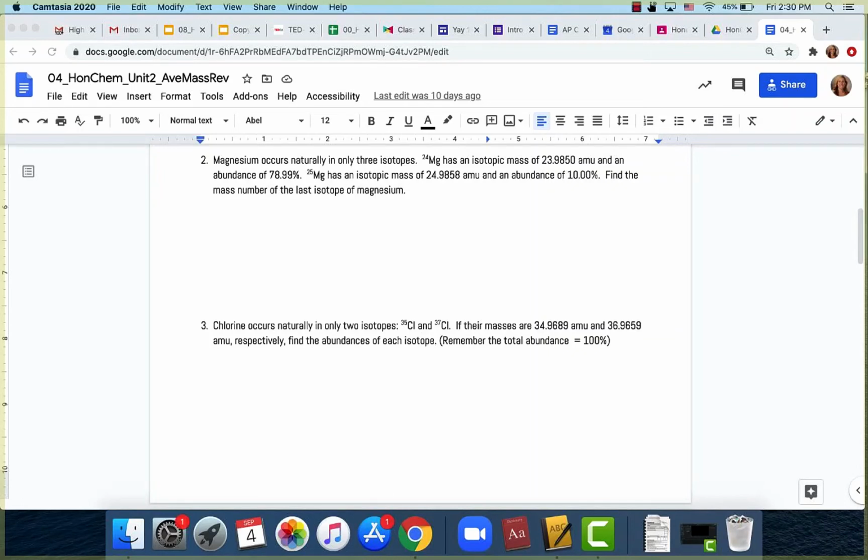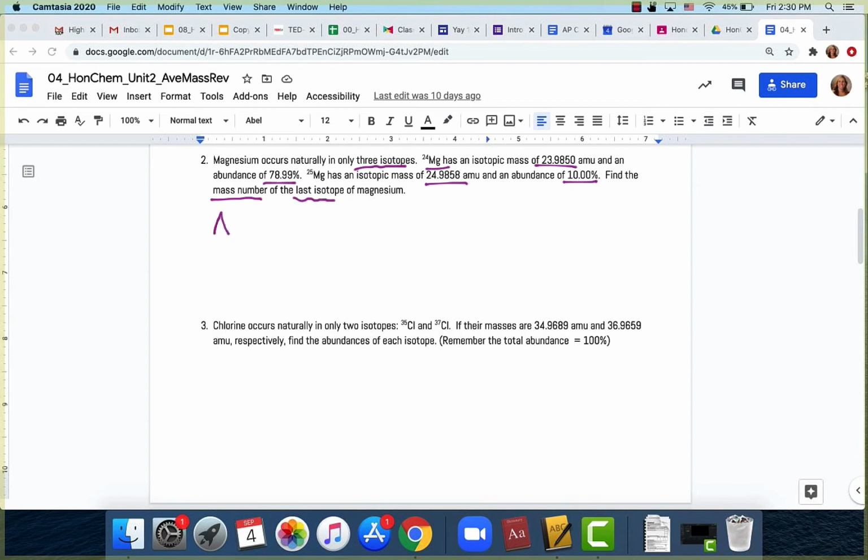I'm going to review number 2 and number 3 on the average atomic mass practice sheet. On this first one, it tells us there's 3 isotopes. So this is the first one, this is the second one, and then we want to know the mass number of the last one.